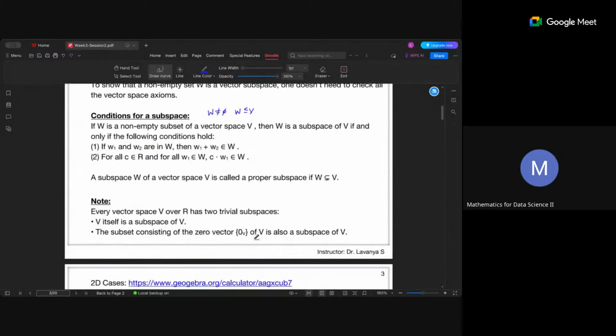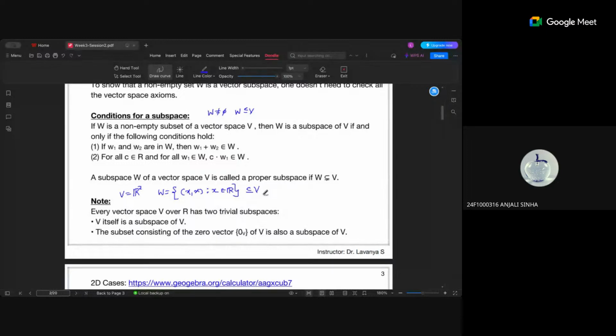Now, for example, if you take R2, R2 is your V. And if I am taking W to be the set of all x comma x, where x is in R, this is a subset of V which satisfies this condition. So every subspace is a vector space, but given a vector space, a subspace is something which is contained inside the vector space and it follows the same vector addition and scalar multiplication as that of V. Is that fine? Yes, ma'am.